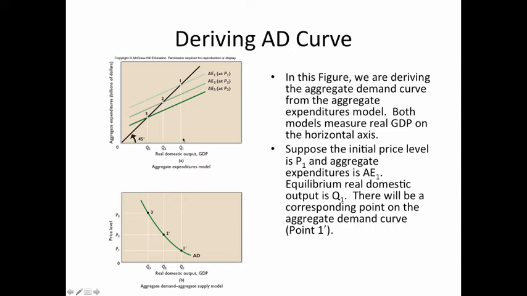So what I'm doing is using the aggregate expenditures model to find our equilibrium level of GDP. Down here on our new diagram, when the price level is P1, I know, having shown this up top, that the output level will be Q1. So this must be a point right here, this 1 prime. When the price level is P1, production will be Q1. So that's our first point.